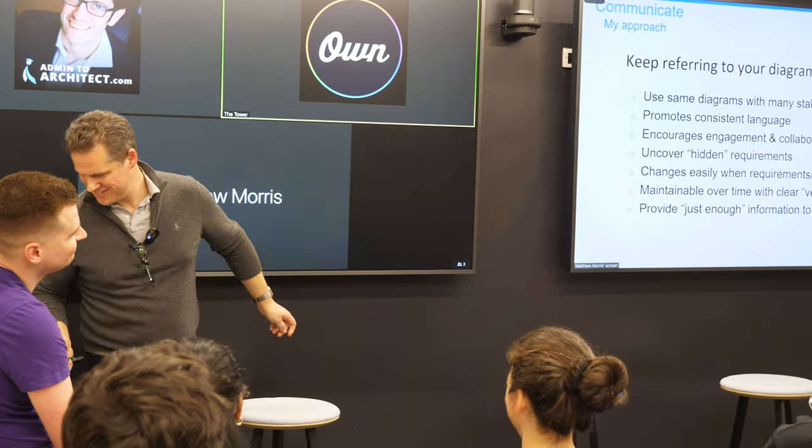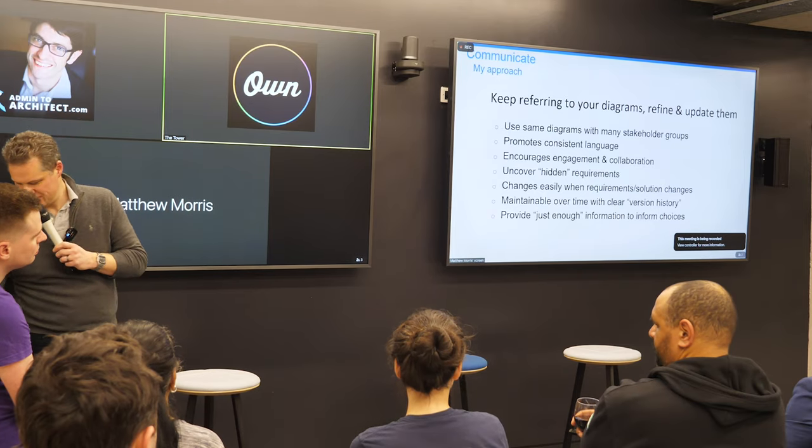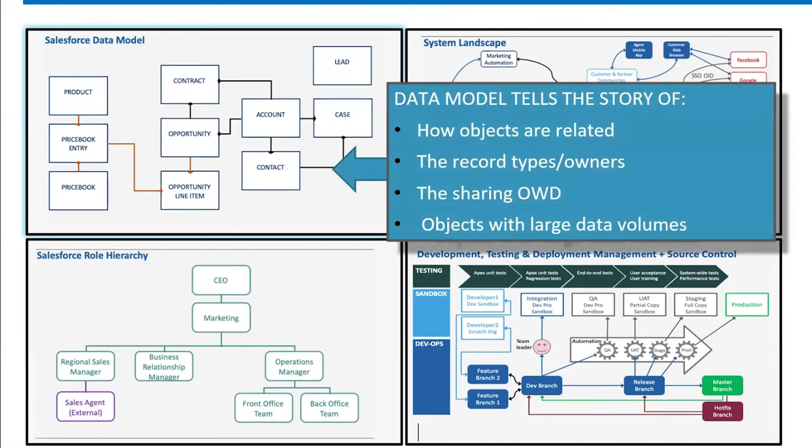Must breathe, right. And they're a living asset as well. Whether you're keeping them on PowerPoint or in a system, these are useful things, and you can keep them, refine them for the project you're working on, and keep them as a little catalogue, a little scrapbook that you can roll out on different projects. So, the data model tells you the story of how the objects are related, what the record types and owners are, what the org-wide defaults might be, and any objects that might have large data volumes. You'll note that some of those things are hopefully what you've put on your lists in brackets, and that's how you don't have to go back and read it again.